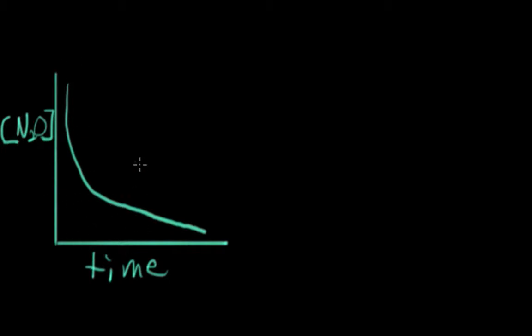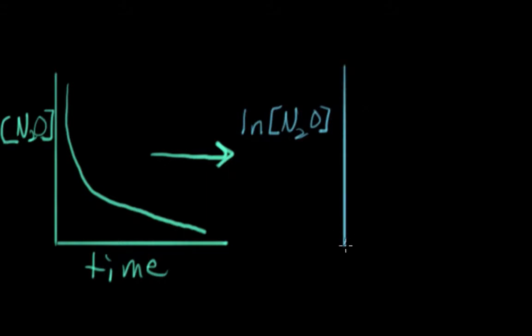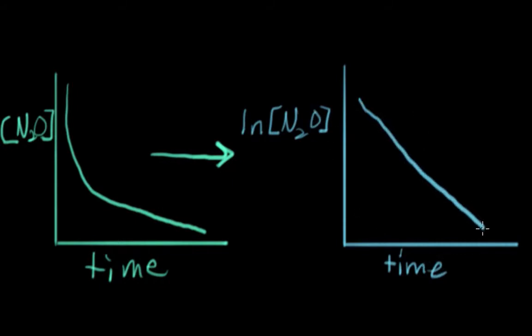This isn't actually particularly useful, and the way we can make it more useful is by taking the natural log of the concentration of N2O gas. And so again, I'm going to redraw this plot here. This time we're comparing the natural log of the concentration of N2O gas to the time that has passed. If we were to do this, we would get a line that looks like this.